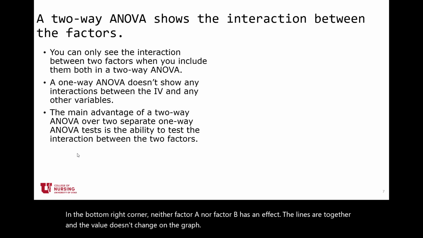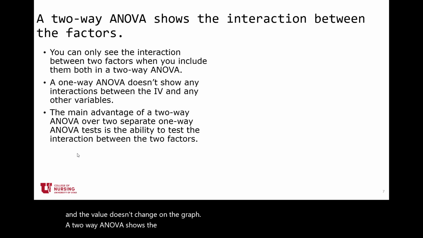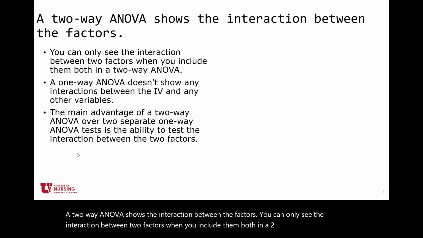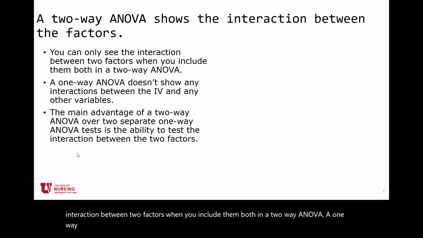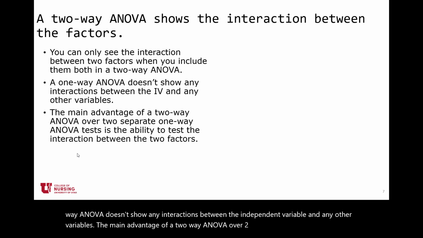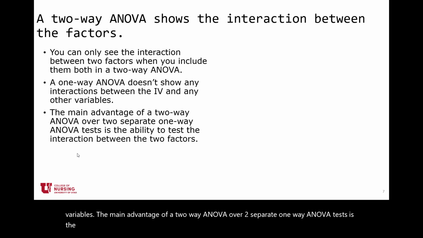A two-way ANOVA shows the interaction between the factors. You can only see the interaction between two factors when you include them both in a two-way ANOVA. A one-way ANOVA doesn't show any interactions between the independent variable and any other variables. The main advantage of a two-way ANOVA over two separate one-way ANOVA tests is the ability to test the interaction between the two factors.